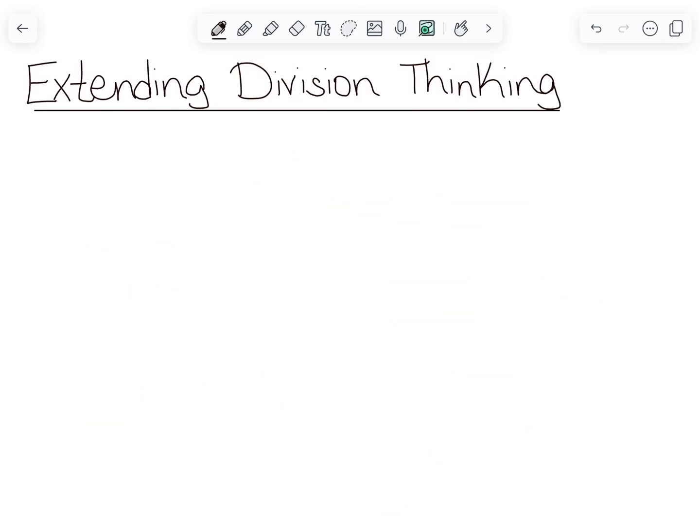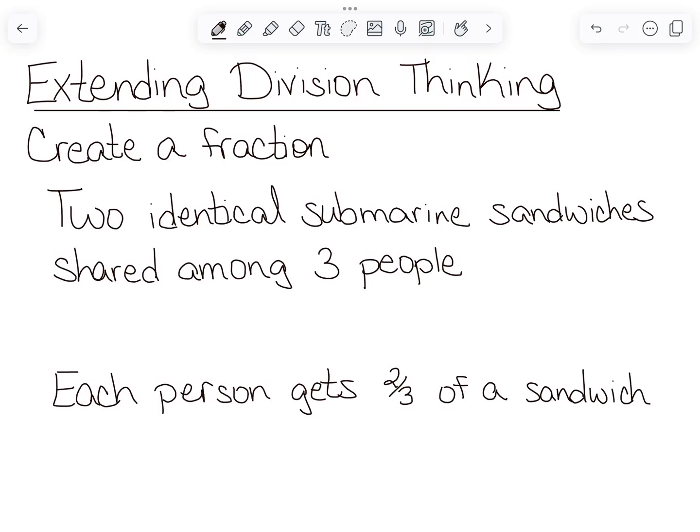Next, let's look at remainders. There's actually 3 different things we can do with remainders. The first is create a fraction. As an example of this, if we have 2 identical submarine sandwiches that we want to share among 3 people, then each person will get 2/3 of a sandwich. It makes sense to be able to cut these into smaller sizes, so in this case, each person would get a fraction.